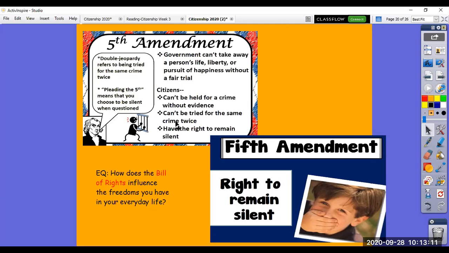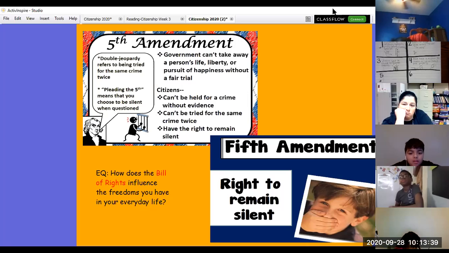You have to have evidence to prove that someone committed a crime. You can't be tried for the same crime twice. We talked last week about how that's called double jeopardy. If you were found not guilty, they can't come back and put you on trial again, just once. And you have the right to remain silent. We talked last week about how when you are read your Miranda rights, when you are being handcuffed and arrested, they have to read you these rights. And that's what they say: you have the right to remain silent.